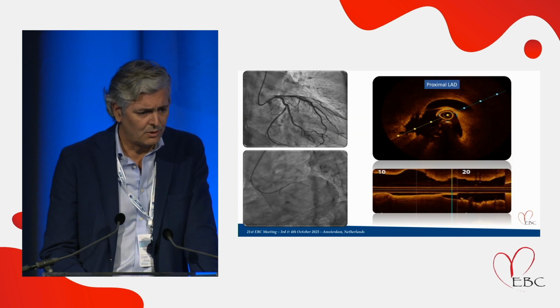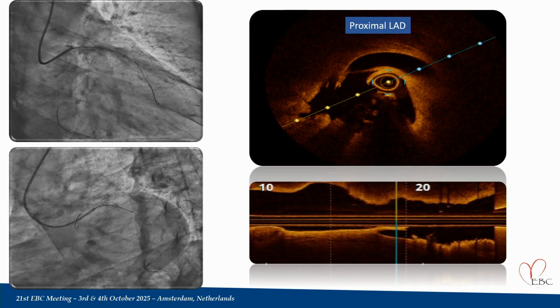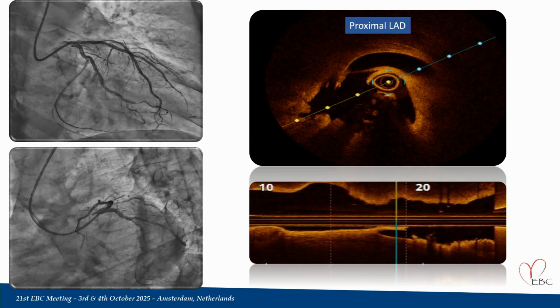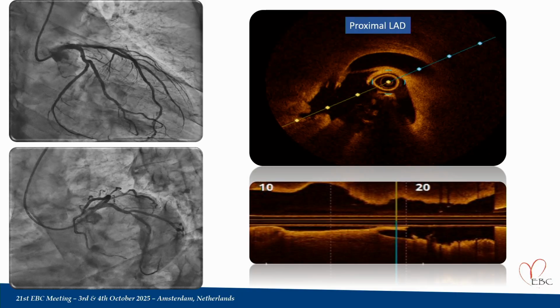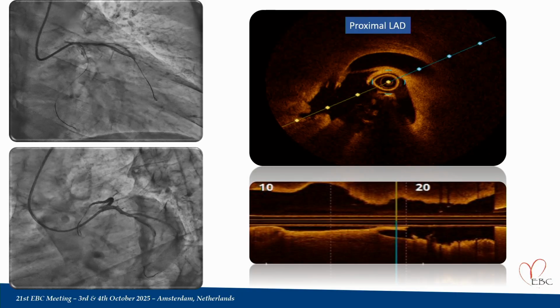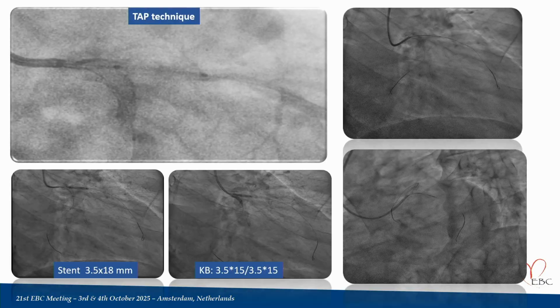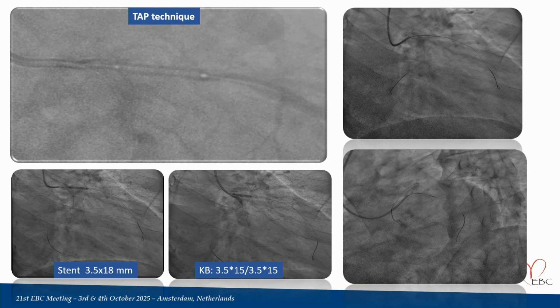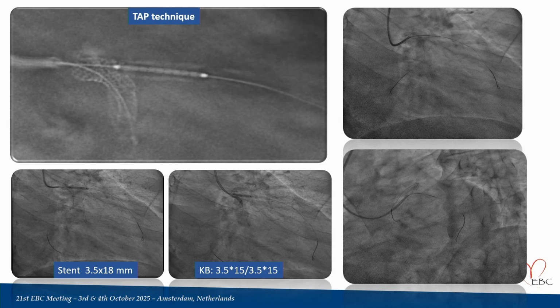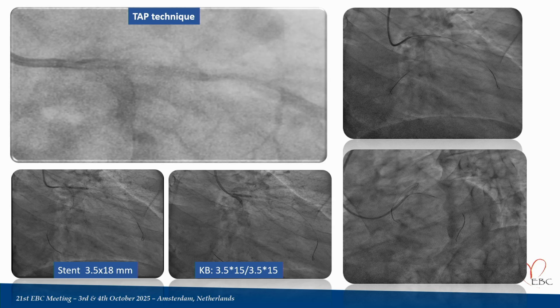Good angiographic result in both orthogonal views, but the OCT revealed the presence of a proximal LAD dissection in more than 5 frames. This was not evident by angio, but we decided to fix this dissection with a second stent, with a TAP technique, using the StentBoost to position the stent precisely with minimal protrusion into the left main.